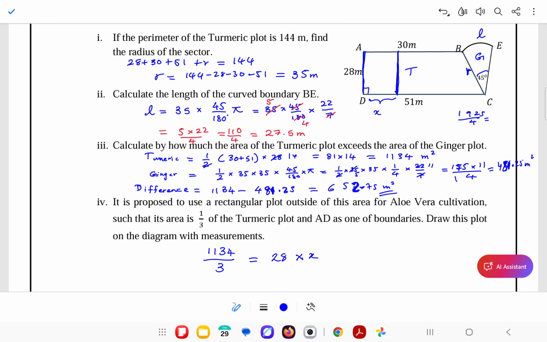So let's see. We have to get x. x is 1134 over 28 into 3. Right, let's try to simplify this. 28, we can halve this, no? So you get 567 over 14 into 3.